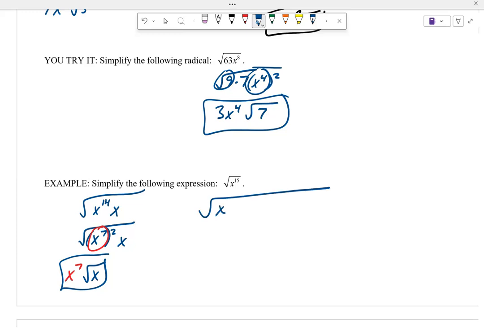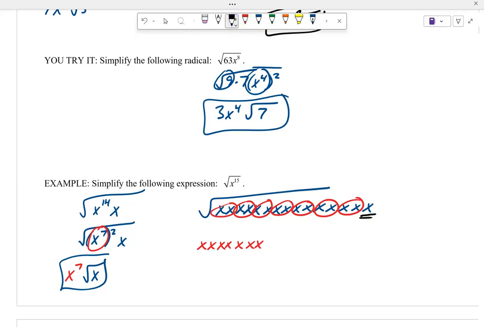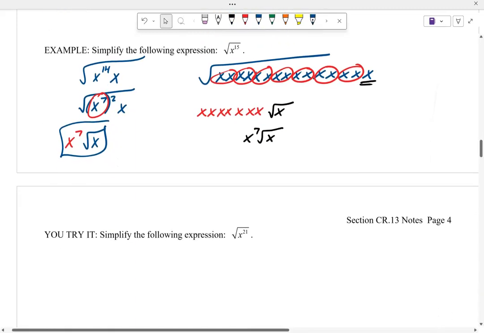And again, you could have 1, 2, 3, 4, 5, 6, 7, 8, 9, 10, 11, 12, 13, 14, 15. Probably don't want to do this, but you could. 1 comes out. 2 comes out, 3, 4, 5, 6, 7, and you're left with the 1 underneath. So again, x to the 7th root x. However you want to think about that.